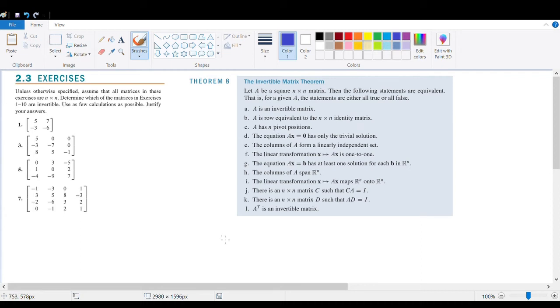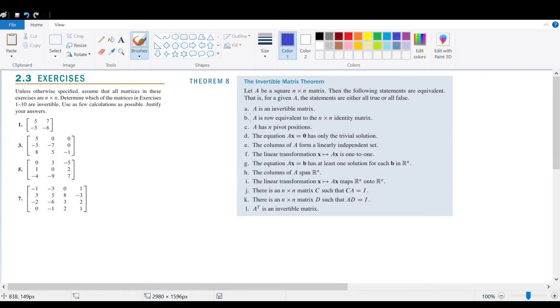In exercise 2.3, unless otherwise specified, we assume that all matrices in the exercise are n by n. Determine which of the matrices in the exercise are invertible. Use as few calculations as possible. Justify your answer.